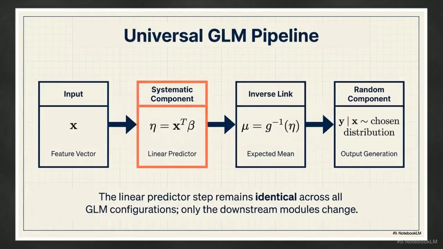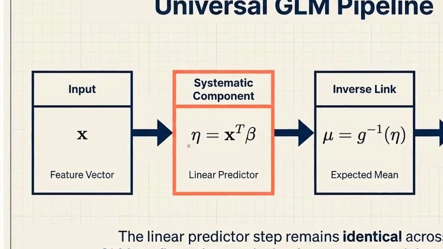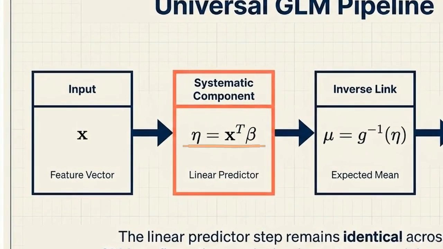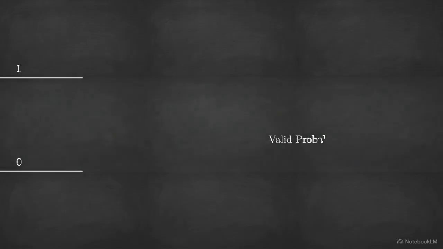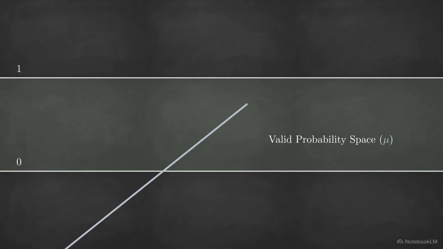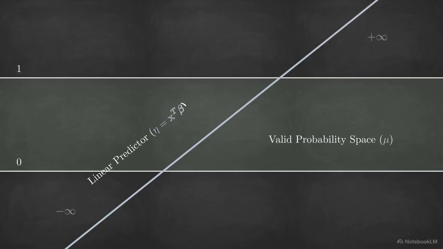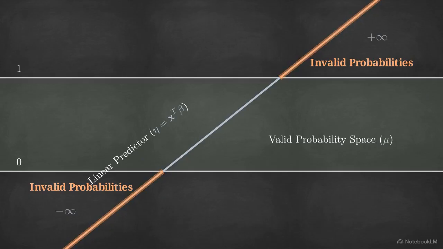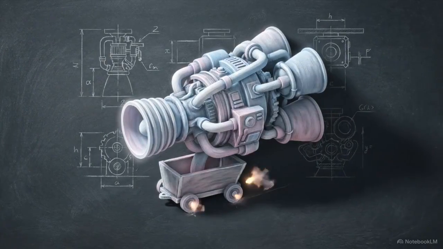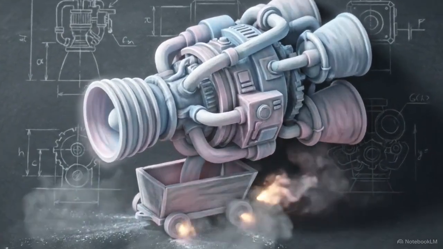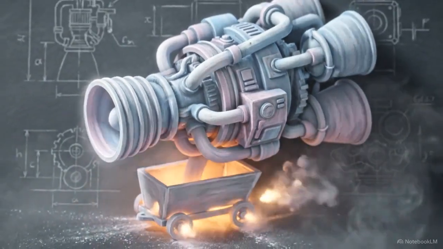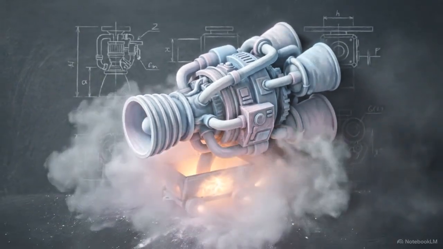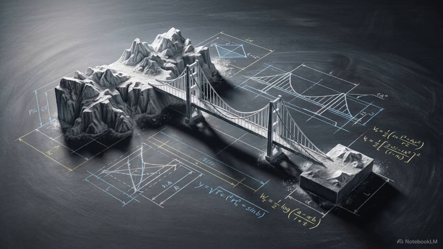In this universal pipeline chart, the weighted sum of features is isolated as the systematic component, or the linear predictor, denoted by eta. Here we encounter a physical mismatch. The linear predictor calculates values stretching from negative to positive infinity, while our target mean is strictly confined. Because an infinite engine cannot directly drive a finite vehicle without breaking it, we must engineer a mathematical bridge between them. That bridge is the link function.